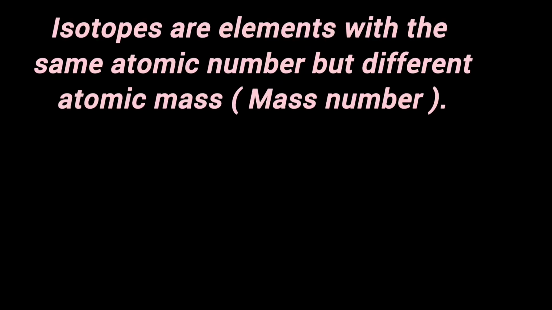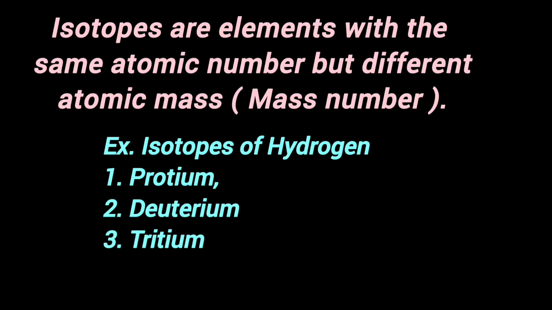Isotopes are elements with the same atomic number but different atomic mass. That means their mass numbers are different but they have the same atomic number. Example: hydrogen, deuterium and tritium are the three isotopes of hydrogen.